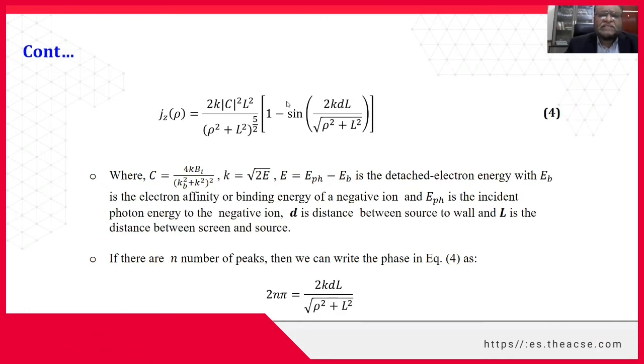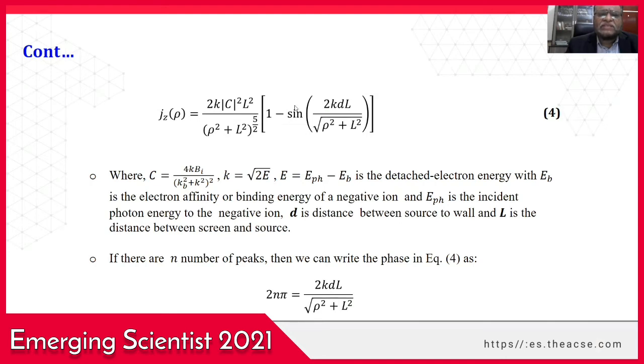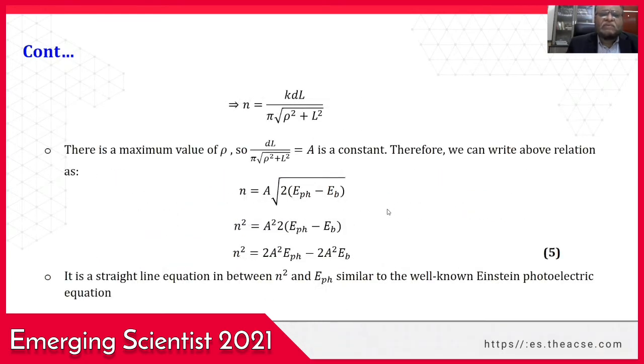So this expression also shows that for any peak value, this sine function vanishes. That is, when I put 2nπ equal to 2k dl over ρ² L², this sine function vanishes here. We say that there is an n number of peaks in this expression, then 2nπ is equal to 2k dl over ρ² L². Therefore, by simplifying this, n is equal to kdl over π ρ² L² square root.